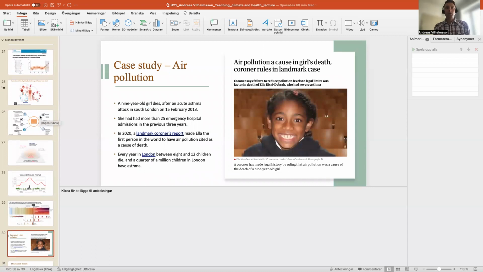In case number 2, also a real case regarding air pollution. In 2013, a 9-year-old girl dies after an acute asthma attack in south of London. And she had had more than 25 emergency hospital admissions in the previous 3 years. And in 2020, a landmark coroner report made her the first person in the world to have air pollution cited as a cause of death. And one may not think so, but every year in London, between 8 and 12 children die, and 250,000 children in London have asthma.